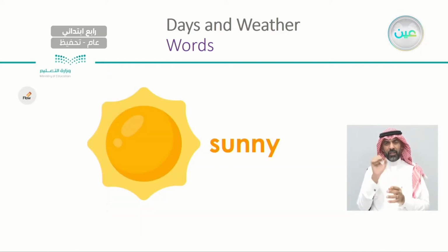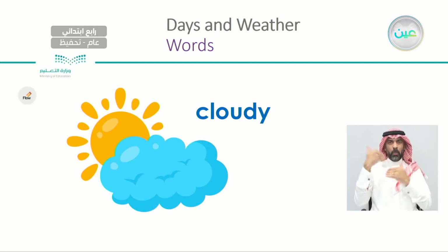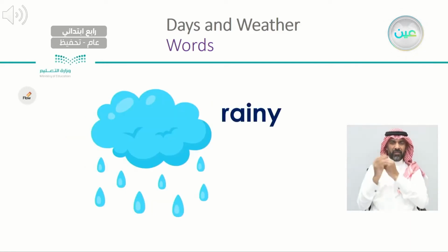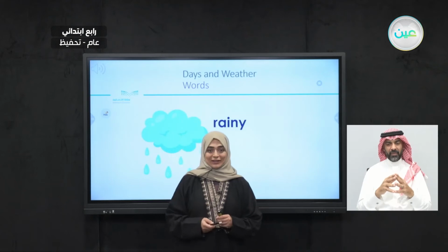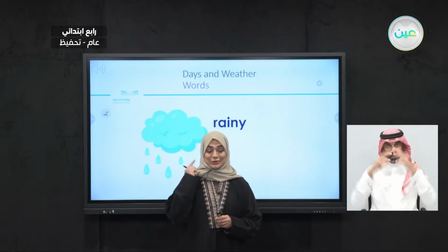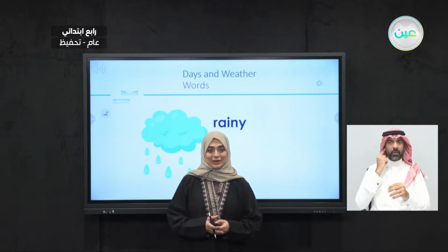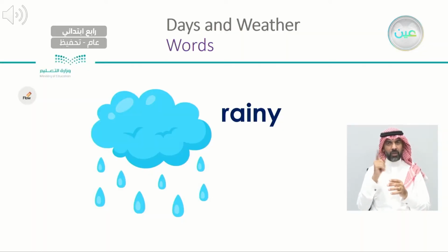Sunny. If it's sunny outside, it's a kind of weather. Sunny. You know the sun? Cloudy. If the sun is hiding behind the clouds, it's called cloudy. Rainy. Now, let me tell you something about rainy. Do you only see rain? You can also hear it, right? Let's listen to the rain together. This is how it sounds when rain is falling from the sky.